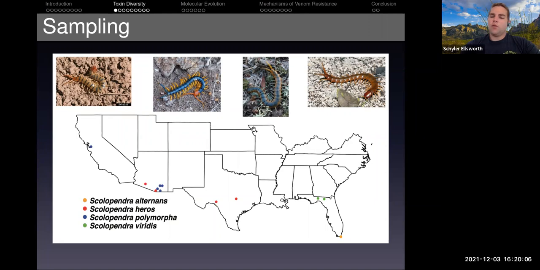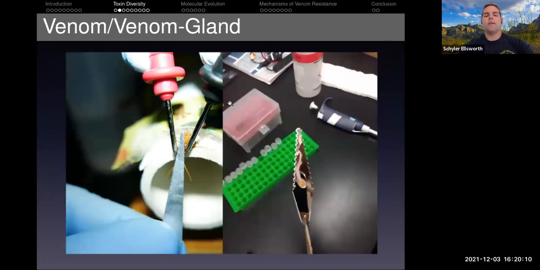And what happens is we'll go out and collect these centipedes and bring them back into the lab, where then I'm able to extract venom. And so how I'm able to extract the venom is they have those forcipules, or those biting mouth parts, on the front of the organism, where I'm able to have them bite around a metal spatula.